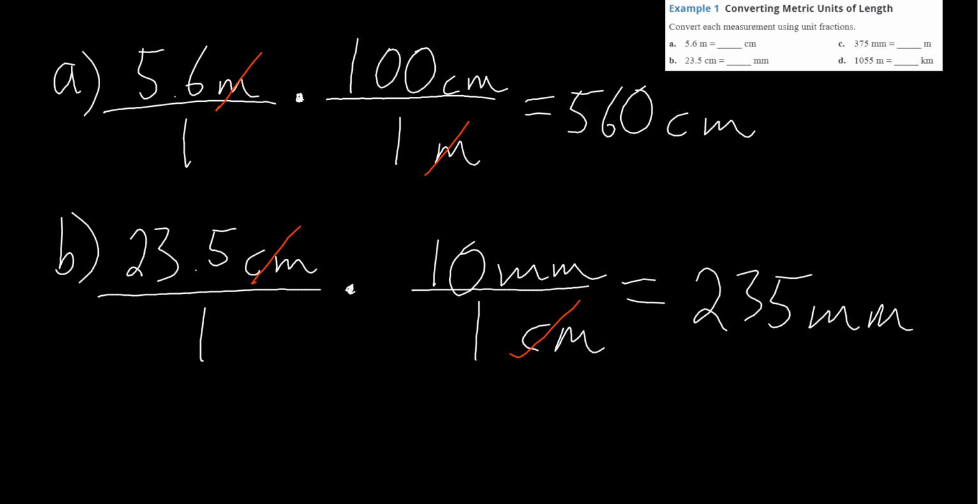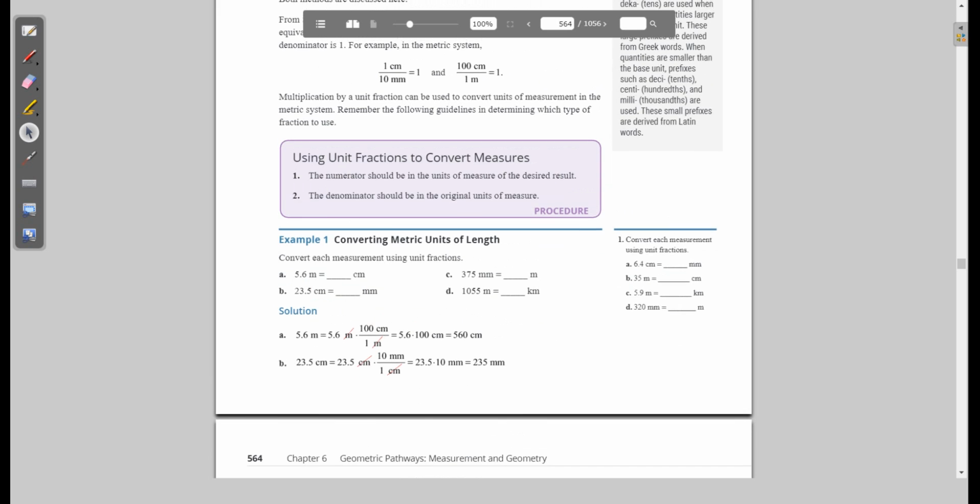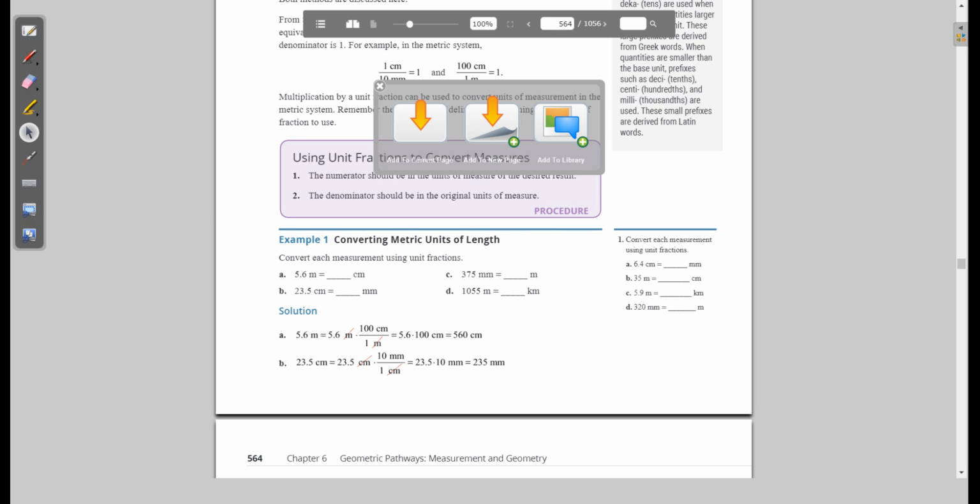What I mean by that is I don't have to pull out my calculator for 100 times 5.6. Well, I know 100 times 5.6 is going to be 560. 10 times 23.5, well, that's, again, pretty easy. It's 235 millimeters. And so the arithmetic here is pretty easy to do in your head because you're really only dealing with tens here, and of course 100 being a 10 as well. The arithmetic is pretty simple.